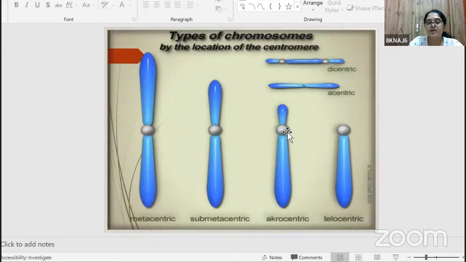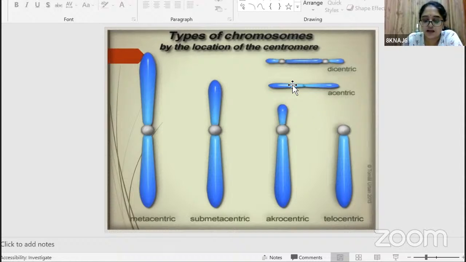Acrocentric is where the centromere is nearer to the proximal end of the chromosome, so this is a terminally located centromere. A submetacentric chromosome is one wherein the centromere is somewhat in the middle, at an intermediate position. It is not exactly in the middle, but somewhere in the middle. And then you have the telocentric chromosome, where the centromere is at the tip of the proximal end. None of the human chromosomes are telocentric in nature. That is one thing you have to remember.